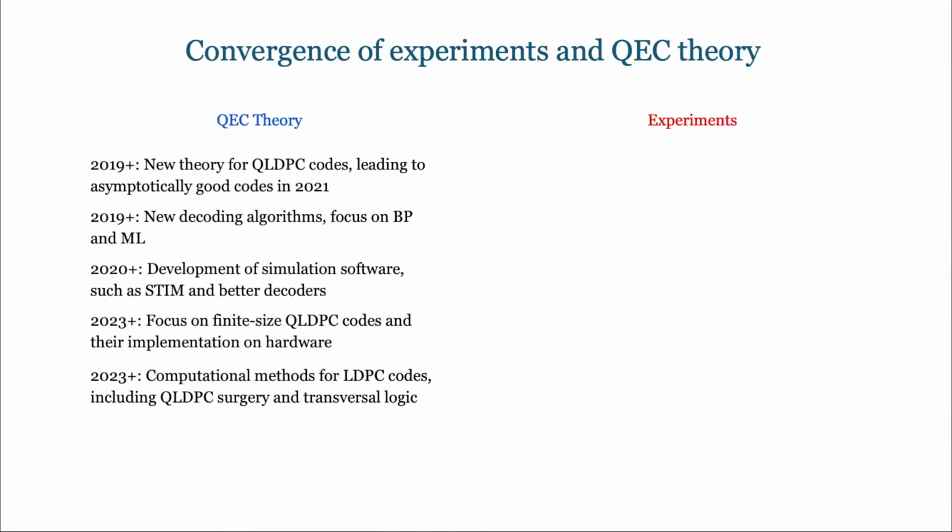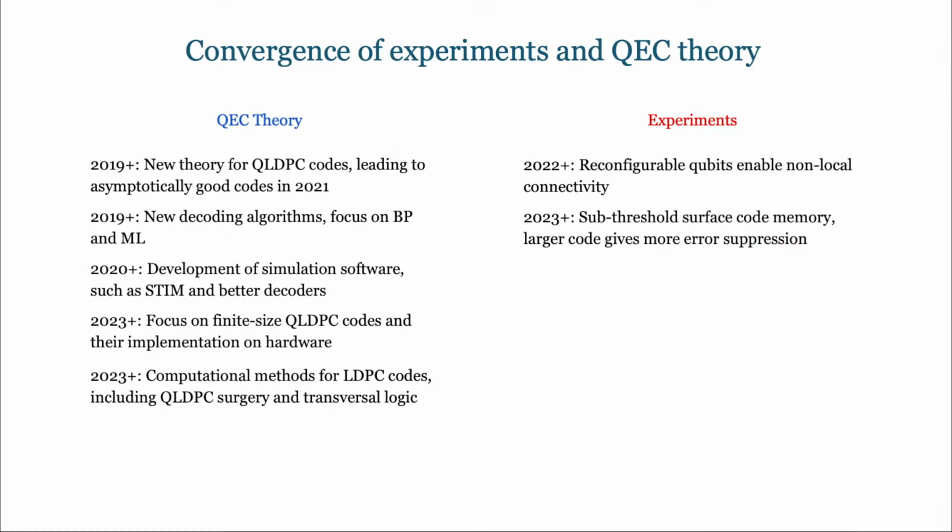Now on experiments, I'm not an experimentalist. I'm just recalling things from my mind. But around 2022, we see a lot of developments with reconfigurable qubits that enable non-local connectivity, which is needed for LDPC codes. In 2023, we see subthreshold surface code memory. That was debatable back then, but since then there have been more improvements to the experiment, and we do see that larger codes give more error suppression.